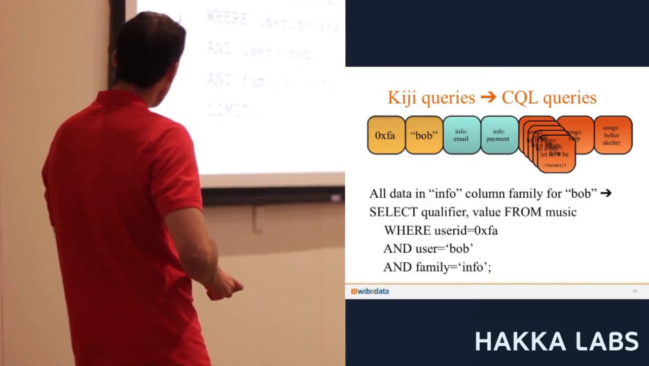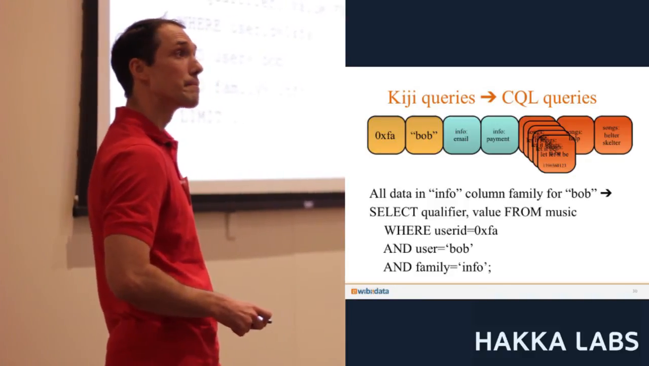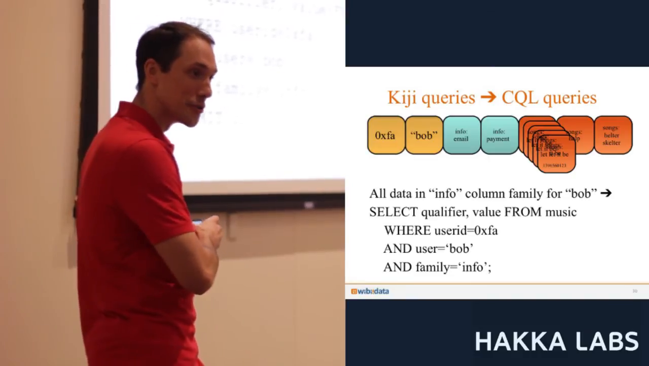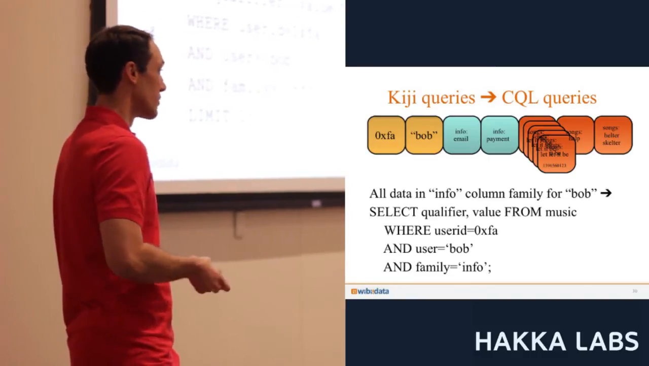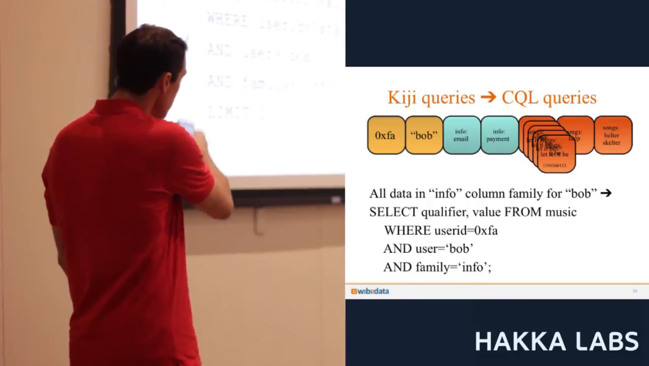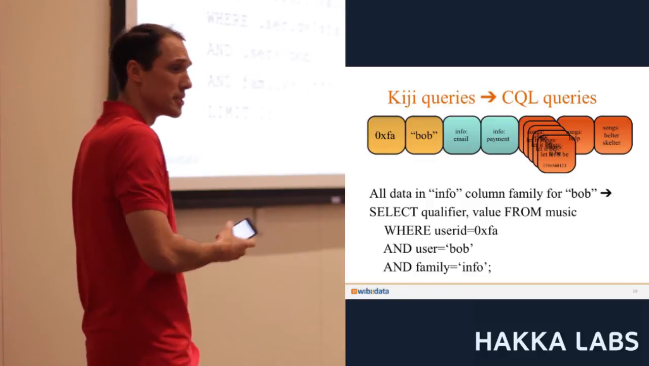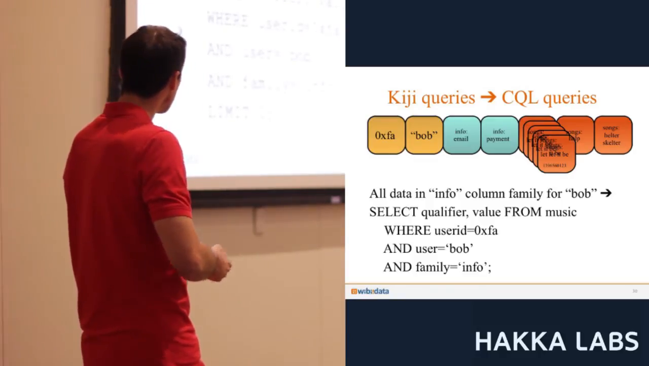Actually, there is a bug in this slide. You don't need the limit 1 here, because in the definition I showed earlier for the locality group, we set the max versions to 1 anyway. So we'd only store the most recent version here. But anyway, this is a pretty straightforward translation of this query. No problem, 1-to-1 between Kiji and Cassandra.